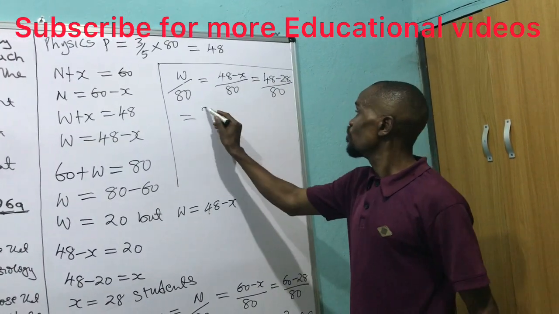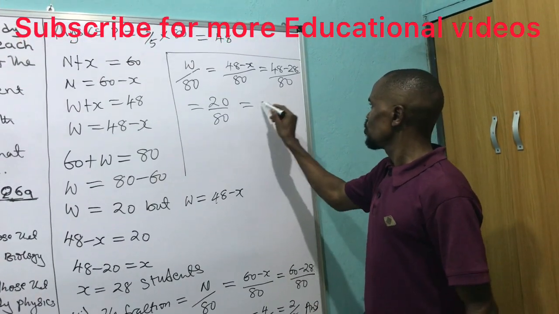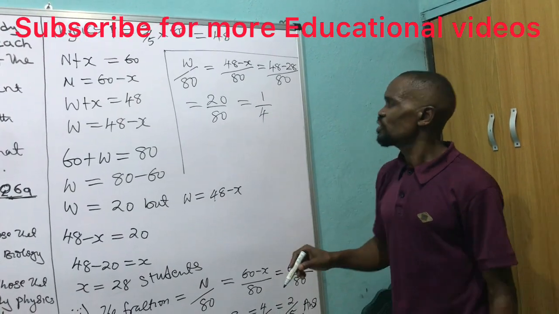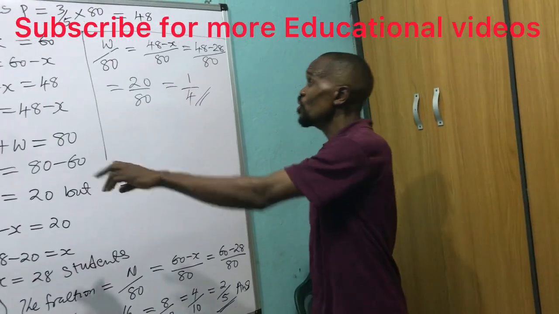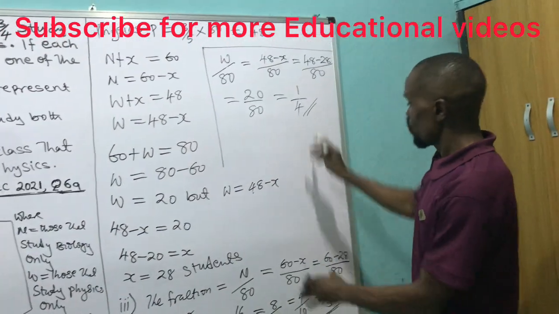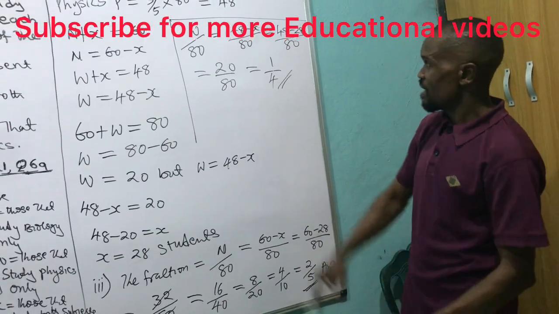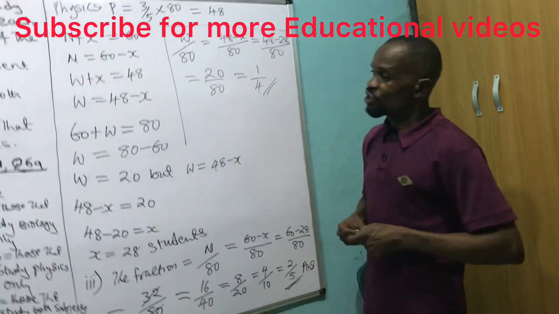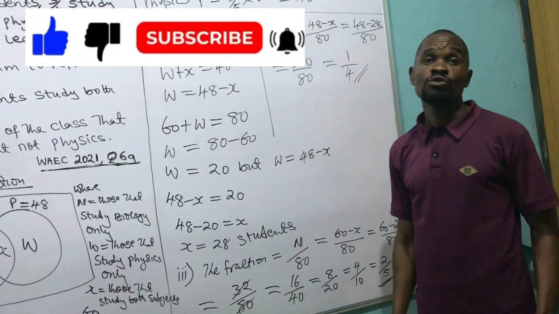Then I will have this minus this, which will give me 20 all over 80. 20 goes into itself once, and into 80 will give me 4. And that will give me 1/4, which is the fraction of the people that study only physics. But what they ask us in the question is the one we have done here, which is 2/5. I'm just asking this, assuming they ask you the fraction of those that study physics but not biology. Look at here, I get what I'm saying now. And that's what we have for you today.